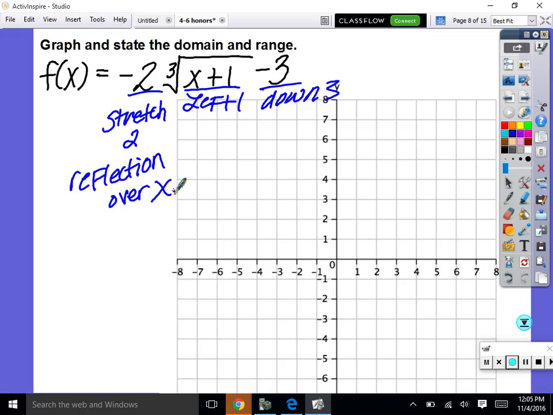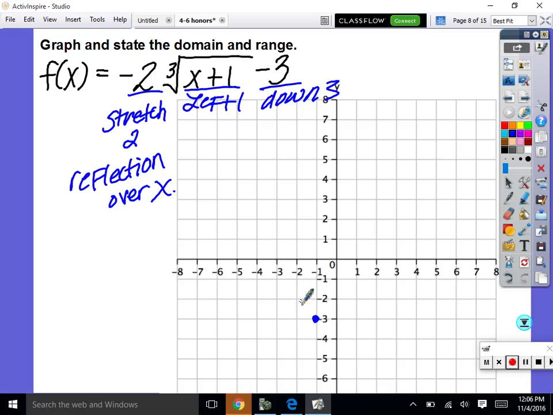So I'm going to start out by where my new origin would be. We're going left 1, so negative 1, down 3. And then from there, we're going to be reflecting over the x-axis. So instead of going up and over this way, we're going to be going down and over, right? I'd be down and then up and over this way. Okay, and we have a stretch of 2.